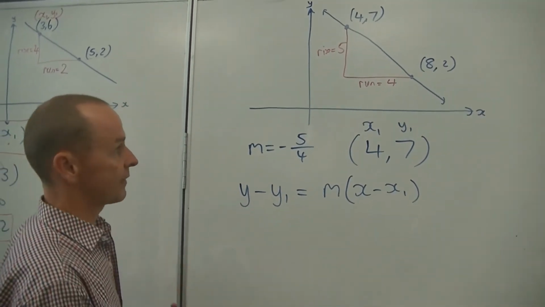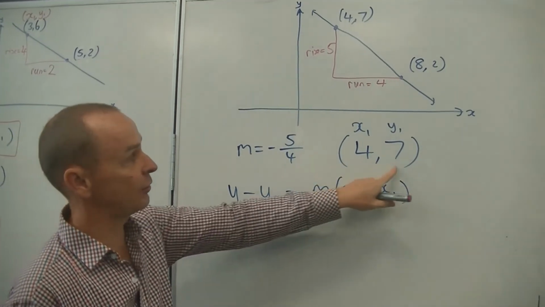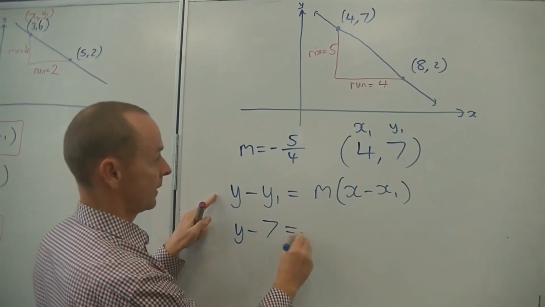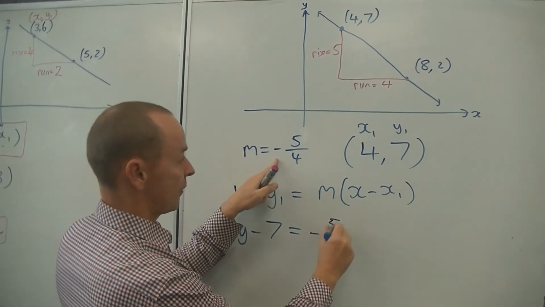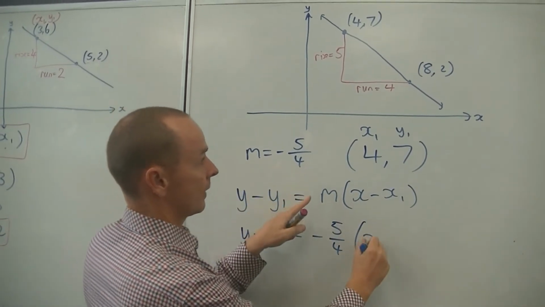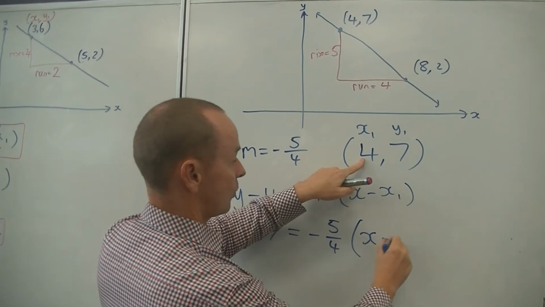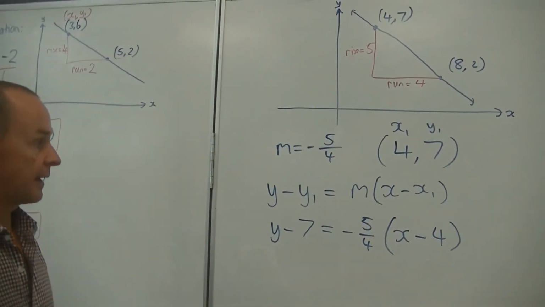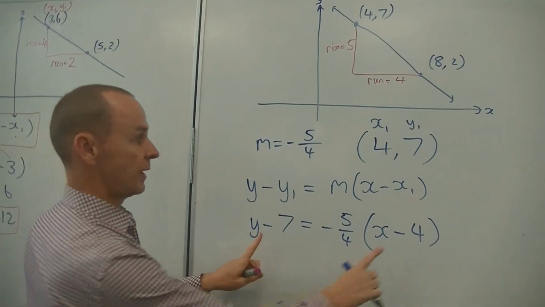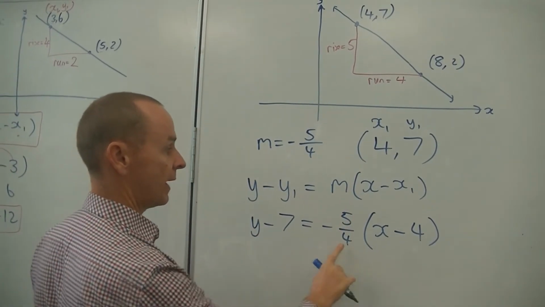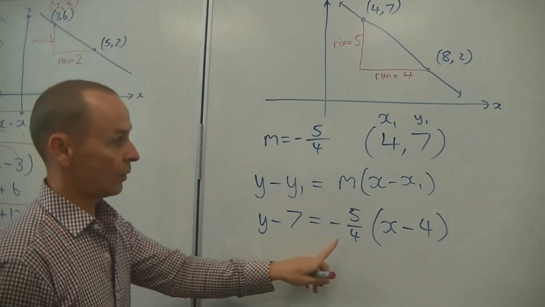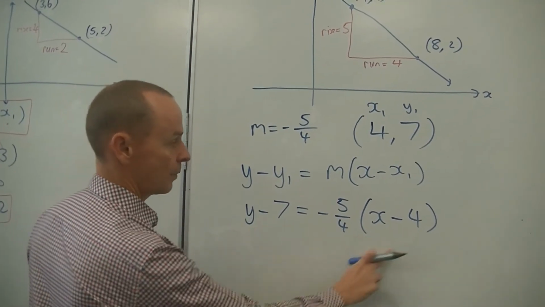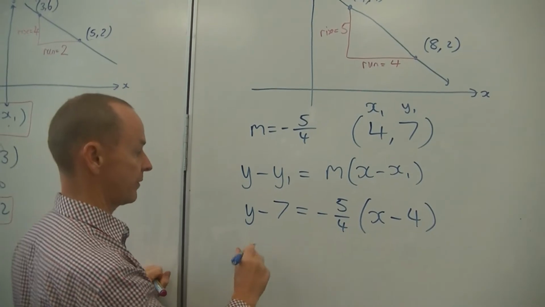Okay, so now we have to substitute those values in, these three values that we've got up there. So y minus y1, y1's 7, equals m, minus 5/4, and then x minus x1, which is 4. I'll let that sink in for a second. So we substituted x1, y1 and the value of m into that equation. Now we do the same two steps. We expand the brackets and then we add 7 to both sides to get y by itself.